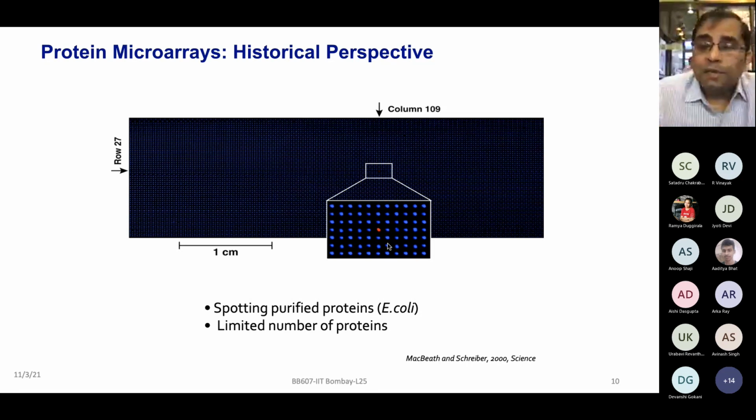So that became one of the proof-of-concept papers which went to Science quickly, and that also opened up new opportunities for the proteomics community and protein scientists to conceive that they could do protein arrays as well.